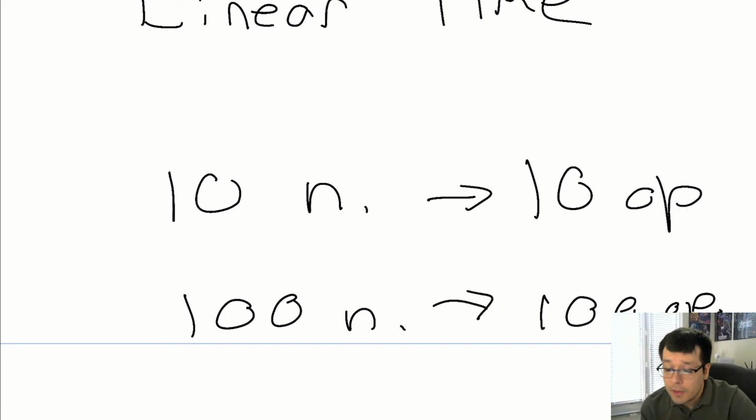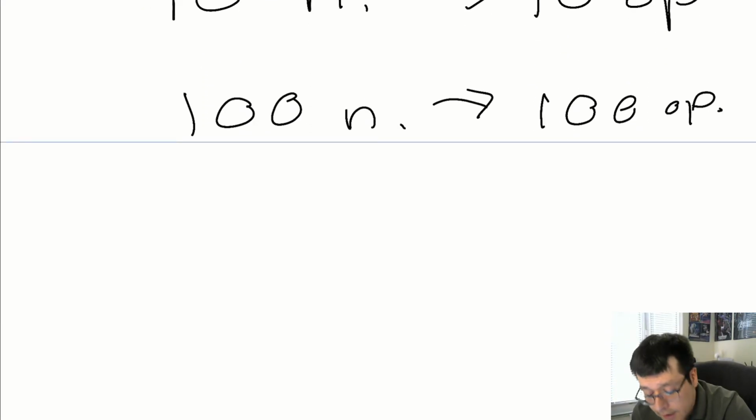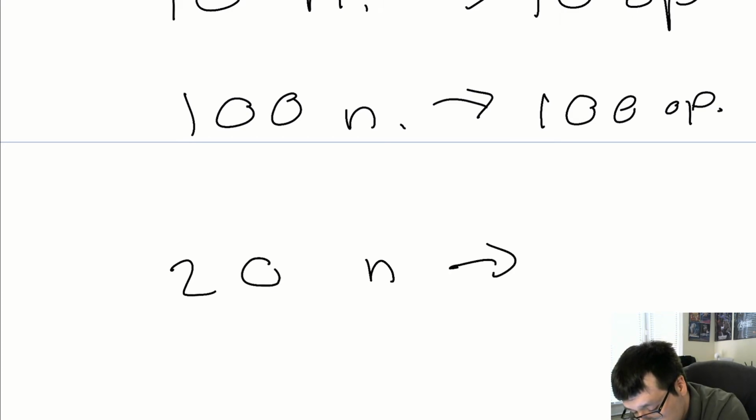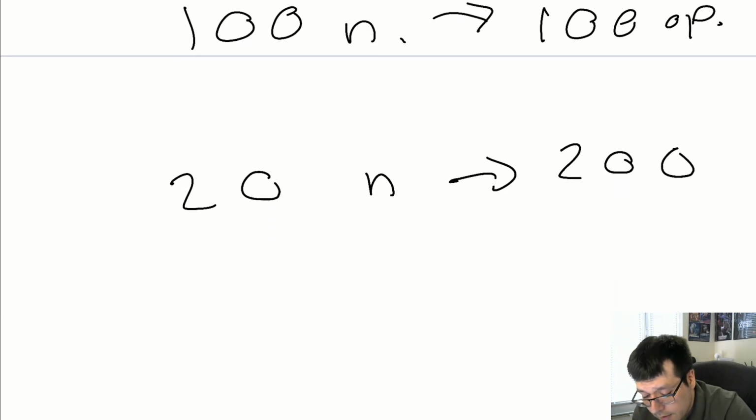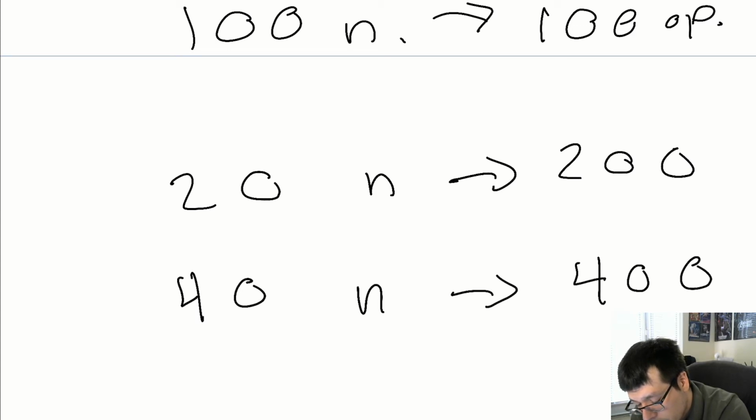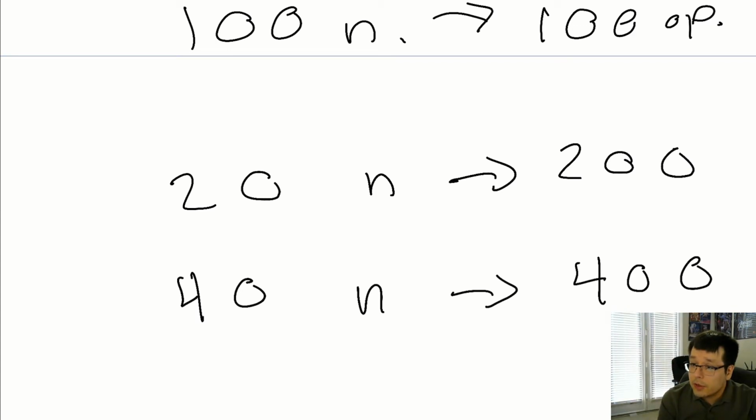Okay. Let me give another example. Let's say that I have 20 numbers. It takes 200. And then let's say 40 takes 400. Is this one linear as well? Yes or no? Chat. Yes. Very good. Yes, it is.